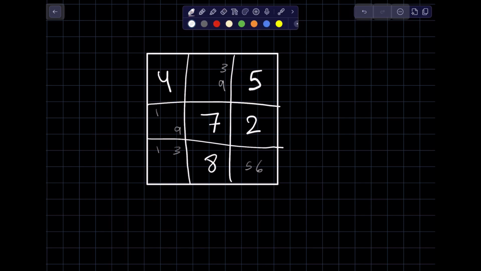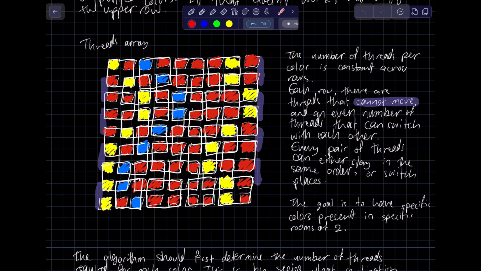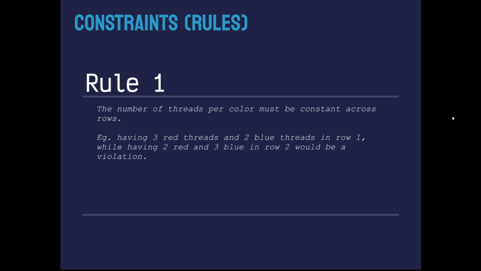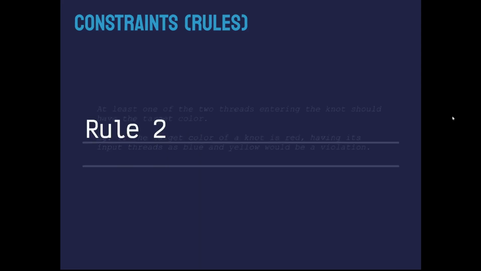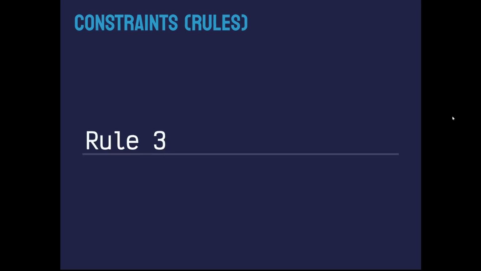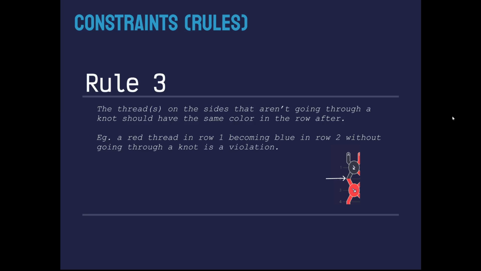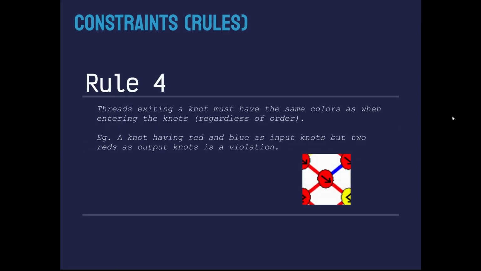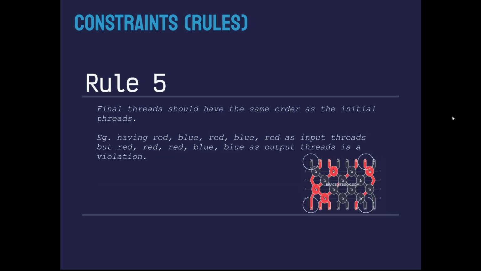The constraints, or as I call them, rules, were as follows. Rule 1. The number of threads per color must be constant across rows. Rule 2. At least one of the 2 threads entering the knot should have the target color. Rule 3. The threads on the sides that aren't going through a knot should have the same color in the row after. Rule 4. Threads exiting a knot must have the same colors as when entering the knot, regardless of order. And finally, Rule 5. Final threads should have the same order as the initial threads. And that is because the pattern should be repeatable.